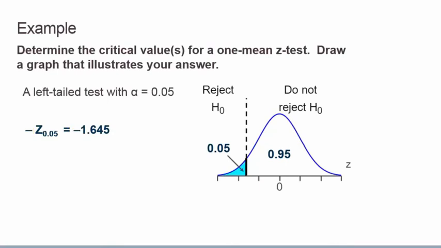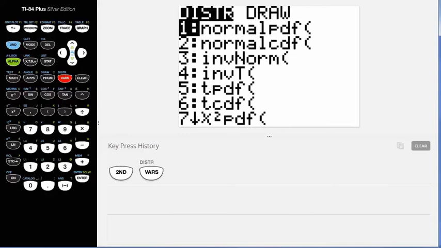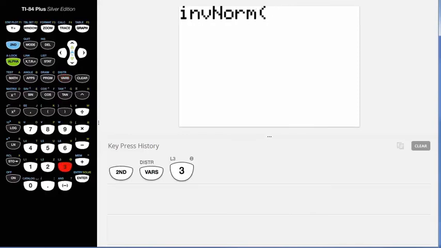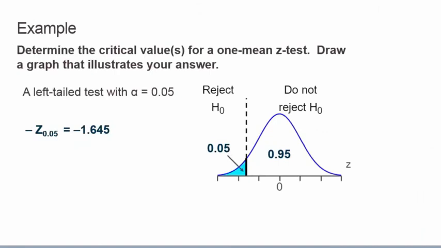Returning to our calculator, second, distribute, number 3, inverse norm. I type in 0.05, enter, and I get negative 1.645. Since it is symmetric, I could use my definition of 1 minus alpha to find my z-score, or I can use alpha to find the z-score.